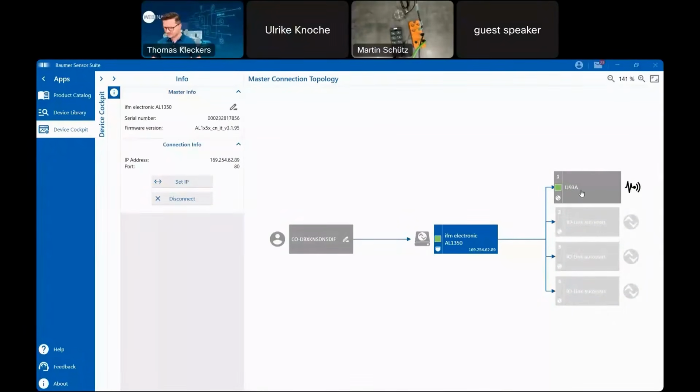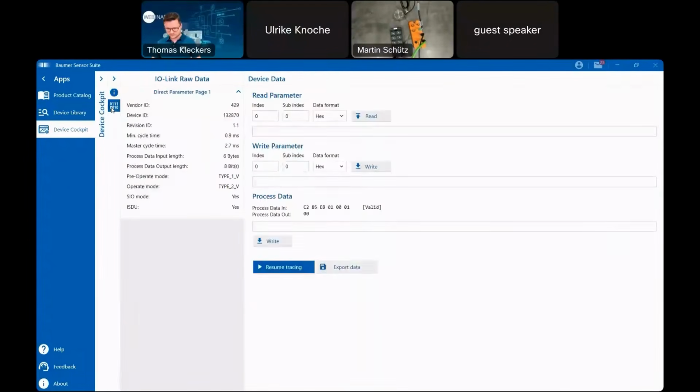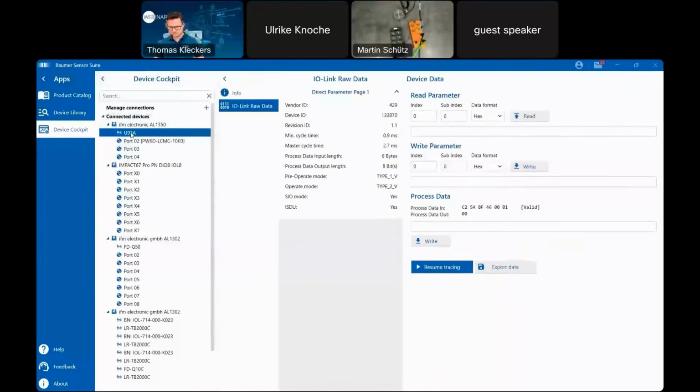What is very important, Martin, could you be so kind and go to the raw data? From that second on, direct values measured in Newton are transferred from the sensor to the master. You can see there are hexadecimal process data, and they are valid right now. So it looks like our measurement is okay.